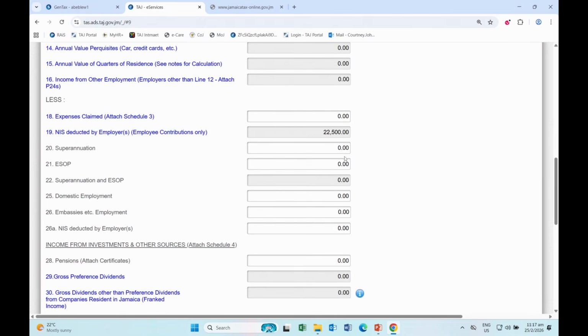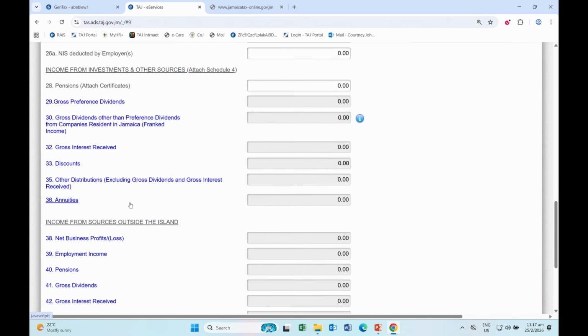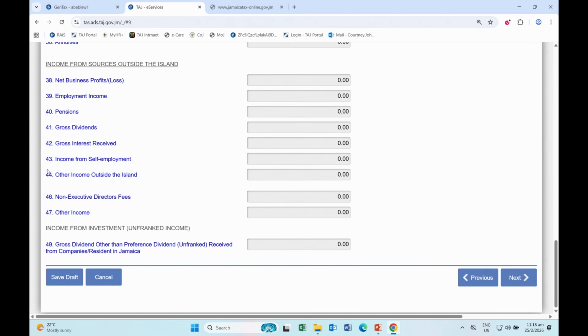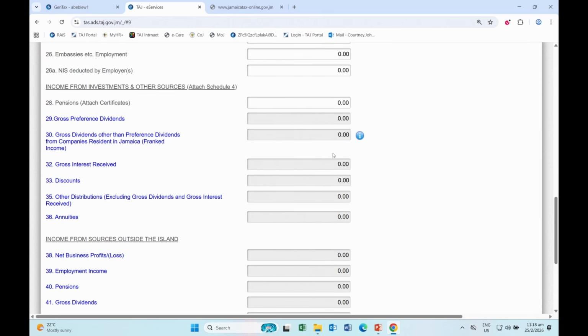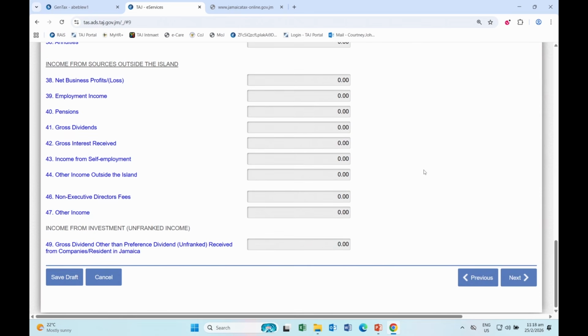Now, there was no additional income from investments or income from outside of the island. Of course, the scenario is limited, right? So we're focusing on what the scenario is. Once we have satisfied ourselves that there are no other income sources for Mr. A Blue, we're just going to click on Next.